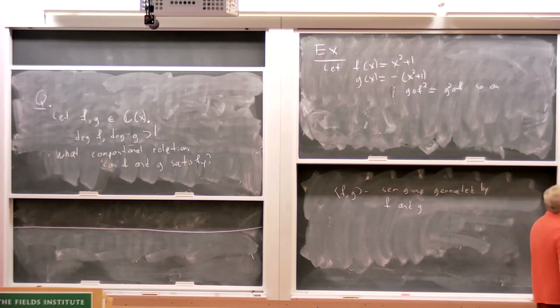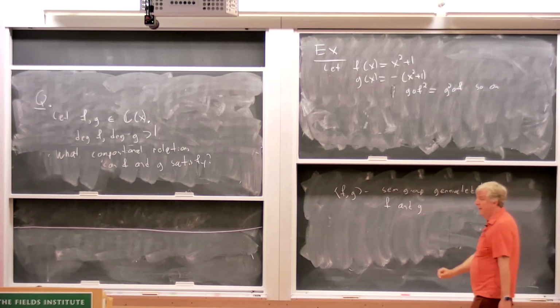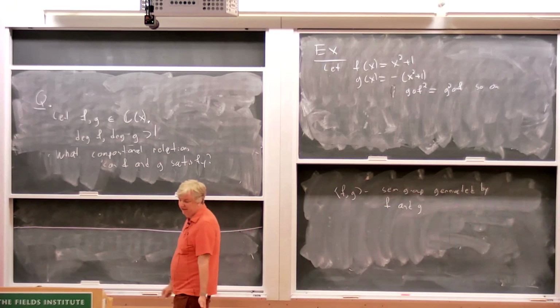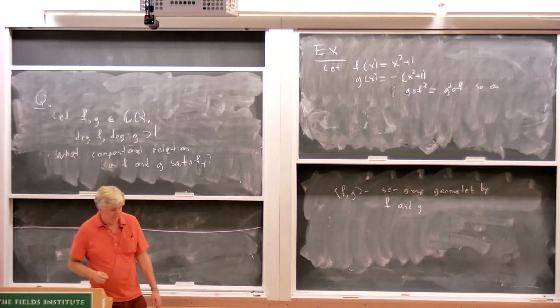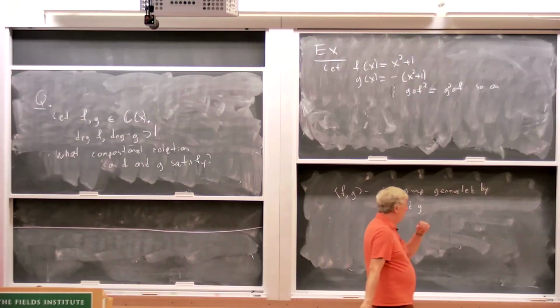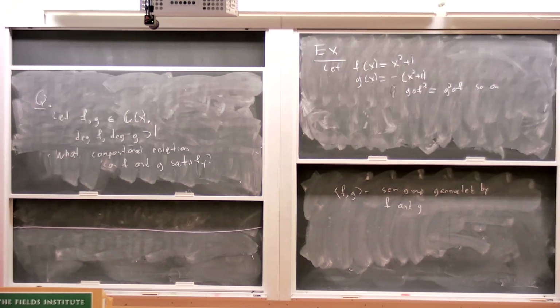Then there are two possibilities. One of them is that they don't satisfy any relations at all. The semigroup on f and g is free. When I say free, what I really mean is that it is the free semigroup on two generators.